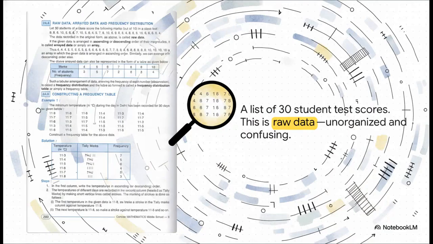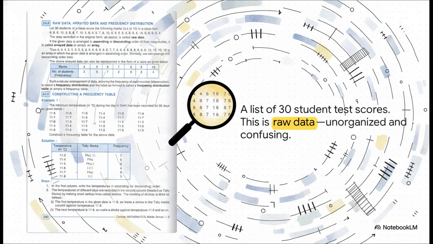Let's dive right in. Okay, take a look at this. These are test scores for 30 students. I mean, it's just a wall of numbers, right? If I asked you to quickly tell me the most common score, you'd have to squint, count, and you'd probably lose your spot a few times.